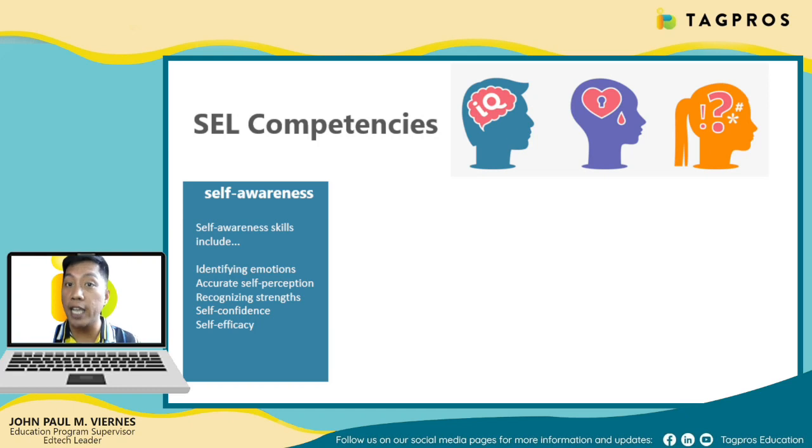Self-awareness enables an individual to recognize their own emotional state and understand how it can influence behavior. It's also the ability to know your strengths and weaknesses and to view them with a growth mindset. Self-awareness skills include, it says here, identifying emotions, accurate self-perception, recognizing strengths, self-confidence, and self-efficacy.